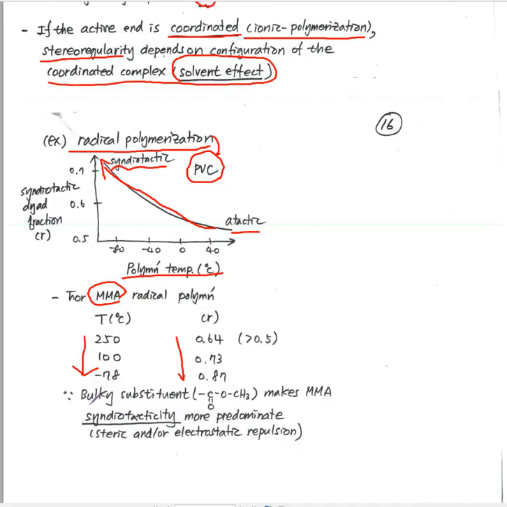The reason why is this: if you consider the chemical structure of PMMA, this MMA substituent is very large, right? It's kind of bulky. So because of steric and also electrostatic repulsions, it's relatively easy to make syndiotactic polymers compared to, let's say, PVC. The fraction of the syndiotactic portion is larger, right? Like 0.87, something like that. Even at high temperature, it's like 0.64.